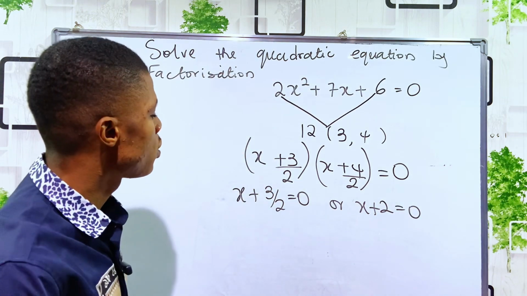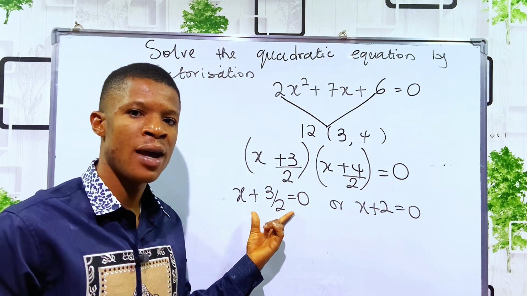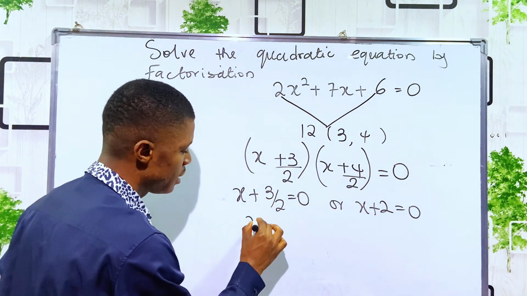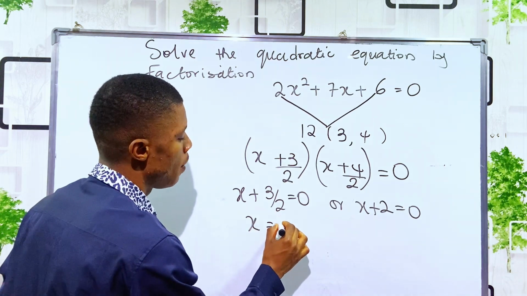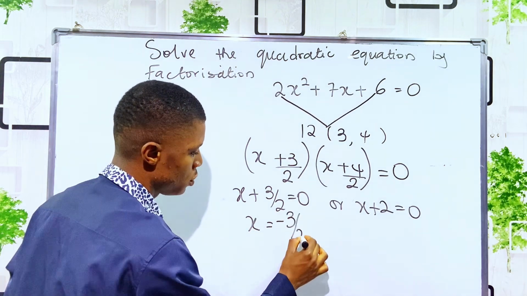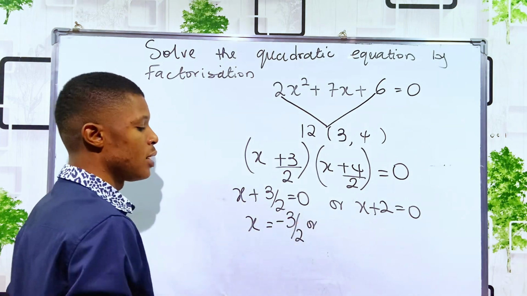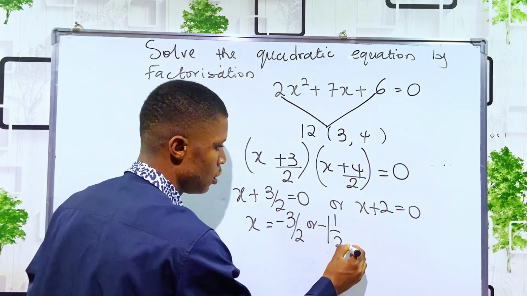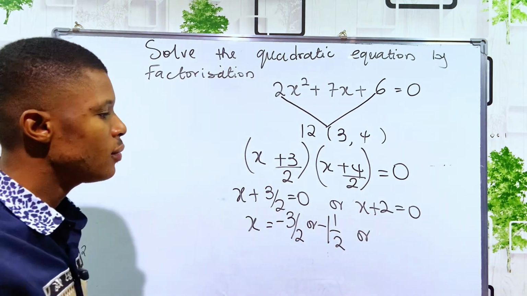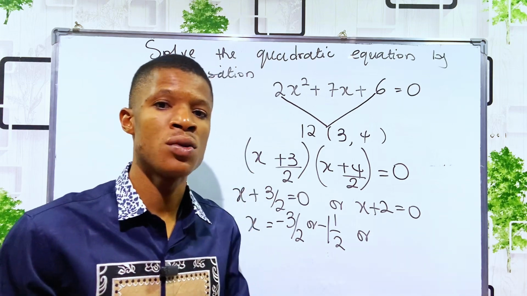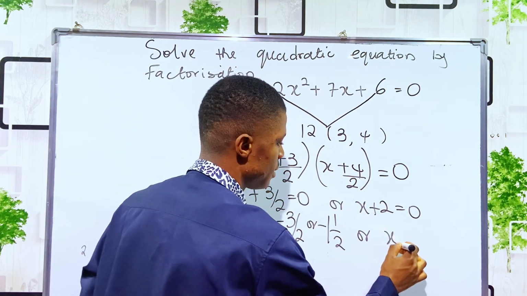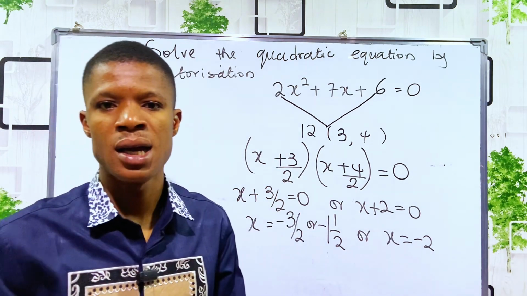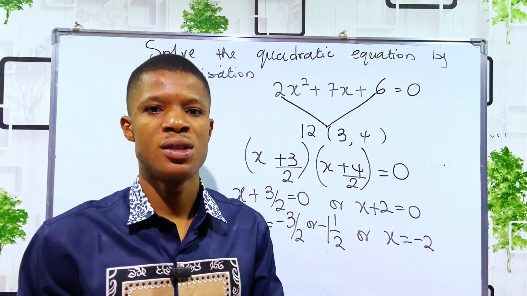When this is equal to 0, for you to get the first value of x, you simply minus 3 over 2 from both sides. And that gives you that x is equal to minus 3 over 2. And minus 3 over 2 in a mixed fraction is just minus 1 whole 1 over 2. Or you say that when x plus 2 is equal to 0, that means that x is equal to what? Minus 2, when plus 2 crosses the equality sign. And these are the two possible solutions for x.